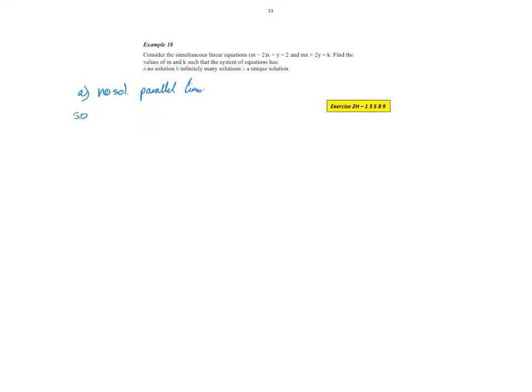Okay, so first things first, let's consider the two equations and work out what the gradients of these two lines are. If we label the first equation as line 1 and the second equation as line 2, and rearrange those, we'll get y is equal to 2 minus, in brackets, (m minus 2)x. And for equation 2, let's take the mx across to the right hand side, then divide by 2. That will give me y equals k minus mx, each of those over 2. So now it's in gradient-intercept form.